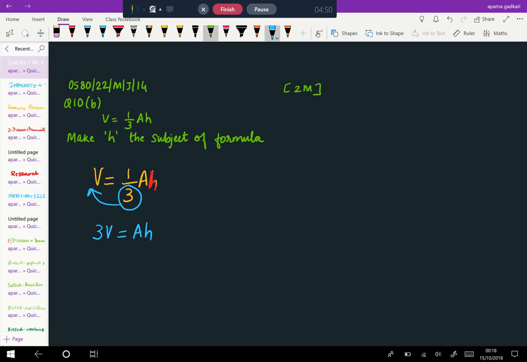Once again, you want to keep this h separate. So you're going to push this a from the numerator into the denominator on the opposite side. So that becomes 3v upon a equals h. That's your final answer. This is your final answer, right?